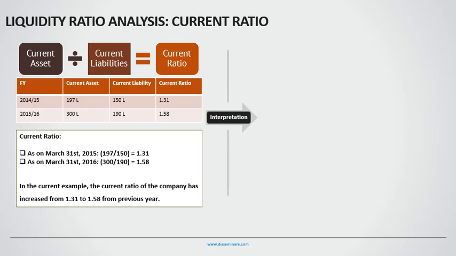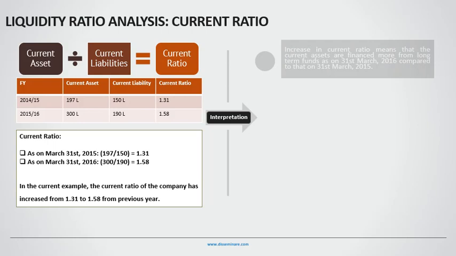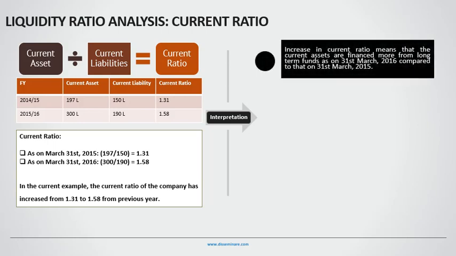previous year. Let us look at the interpretation of this finding, based on the calculation of current ratio, from the banker's perspective. 1. Increase in current ratio means that the current assets are financed more from long-term funds as on 31st of March 2016 compared to that on 31st of March 2015.